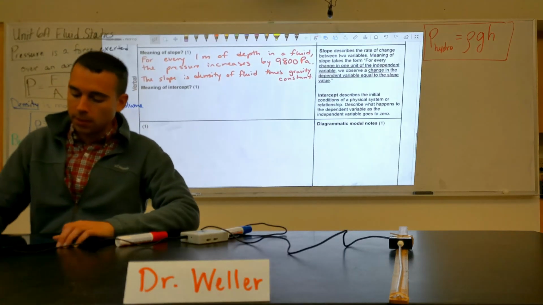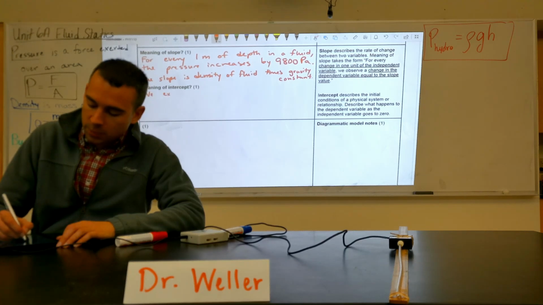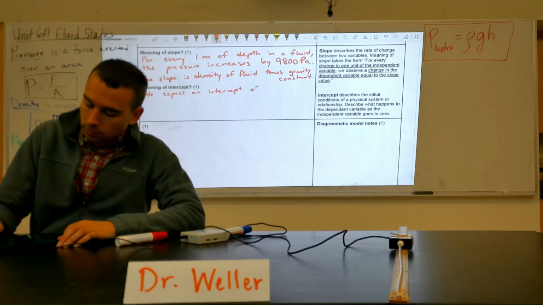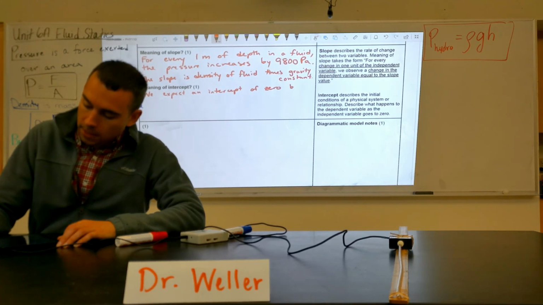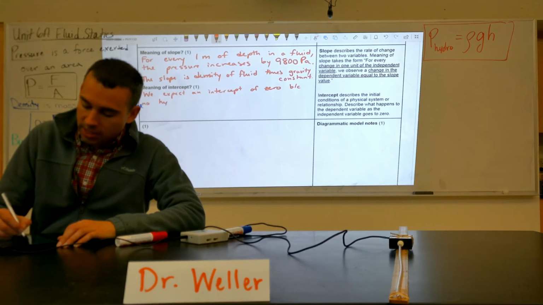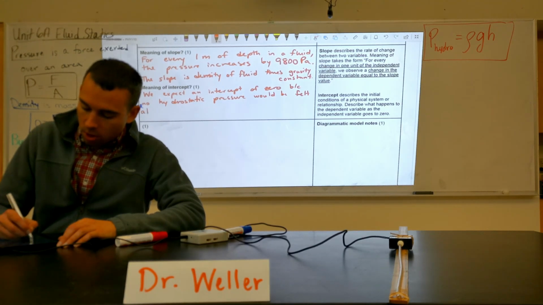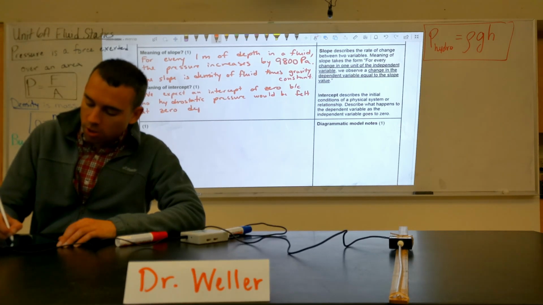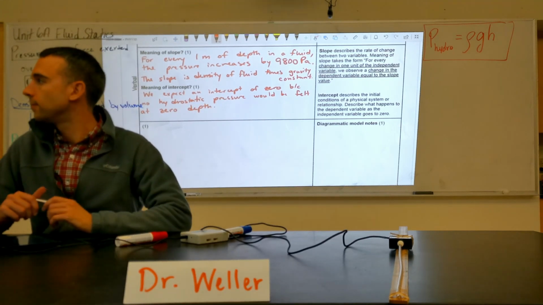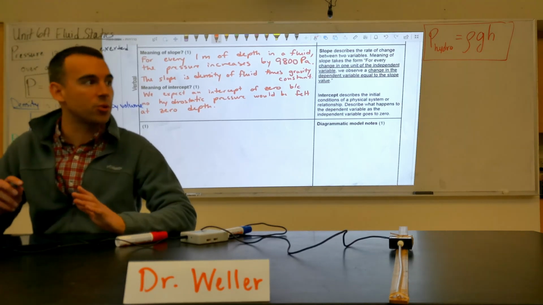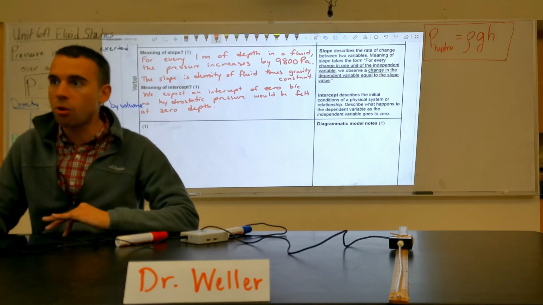Meaning of the intercept, we should say we expect an intercept of 0 because no hydrostatic pressure would be felt at 0 depth. In other words, if you don't go underwater, you don't feel the pressure from the water. When our depth equals 0, there's no extra hydrostatic pressure. If h equals 0, p equals 0.